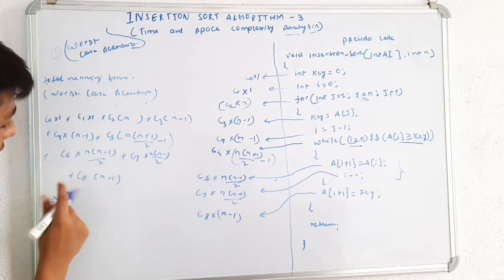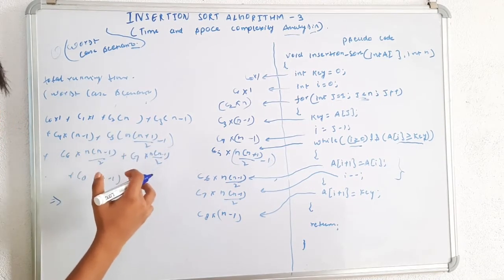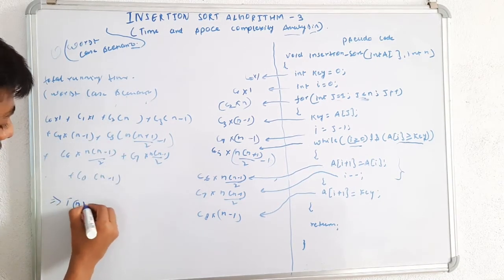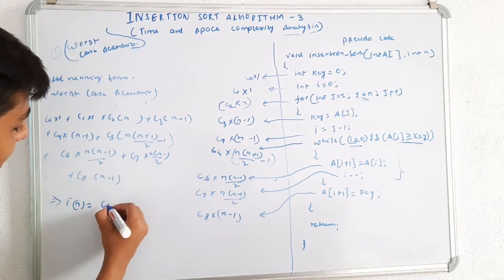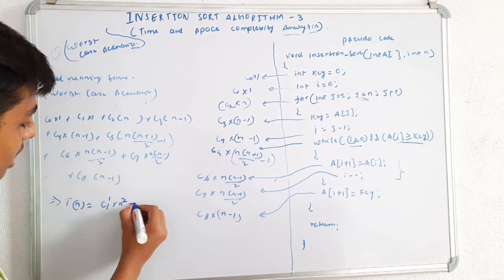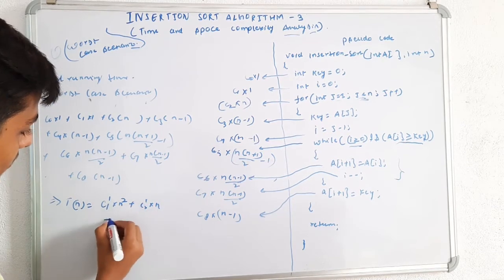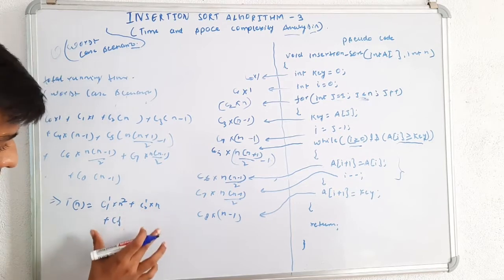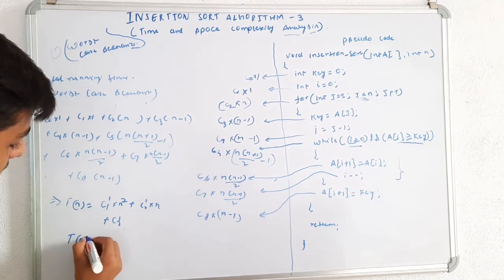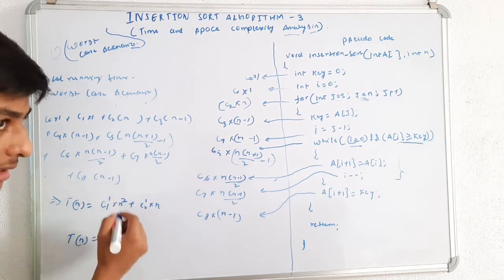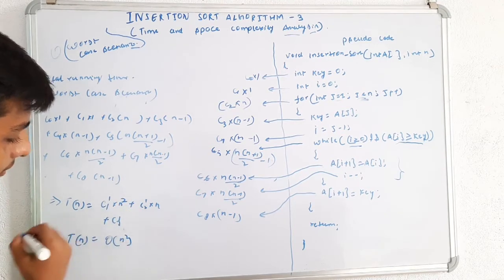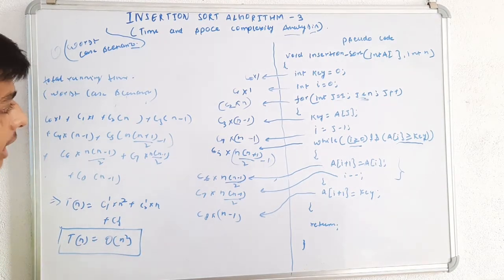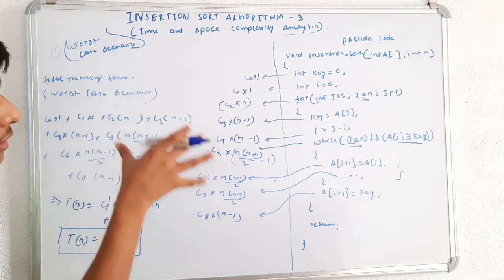Now if you add all the n square terms, n terms and the constants, you will get the expression of T(n) like this: C1 prime into n square plus C2 prime into n plus C3 prime. So we can write this running time for the worst case scenario as big O of n square. So this is the running time of the worst case scenario. I hope you have understood the worst case scenario.